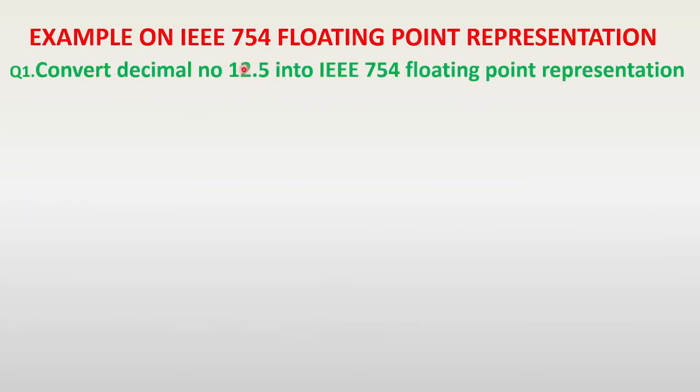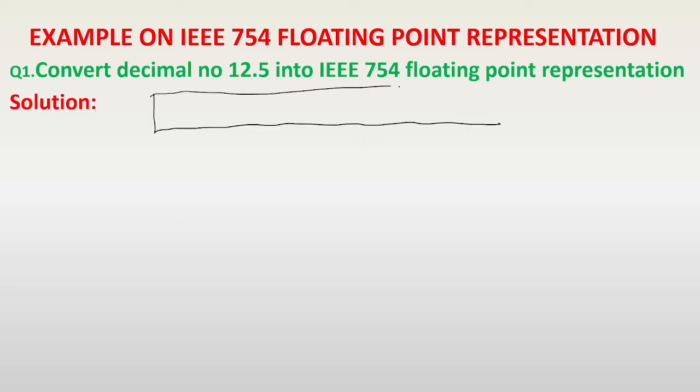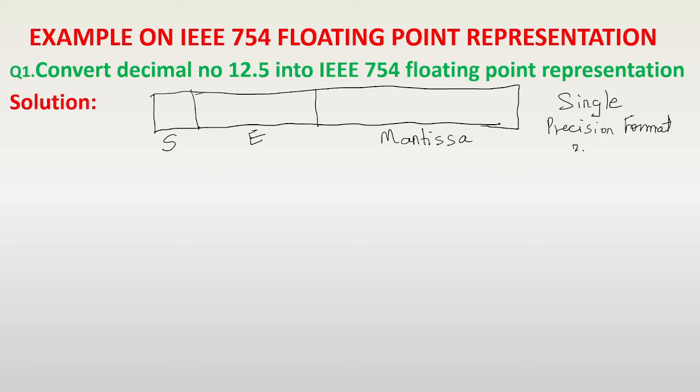Now I have to convert this decimal number 12.5 into IEEE 754 floating point format. So we'll start now. First I'll make the three partitions. The first partition is the sign bit, the next partition is for the exponent, and the last is the mantissa. I'll write S for sign, then exponent, and then mantissa. We'll use the single precision format, so 32 bits: 1 bit for sign, the exponent part will be 8 bits and the mantissa part will be 23 bits. So total 32 bits.